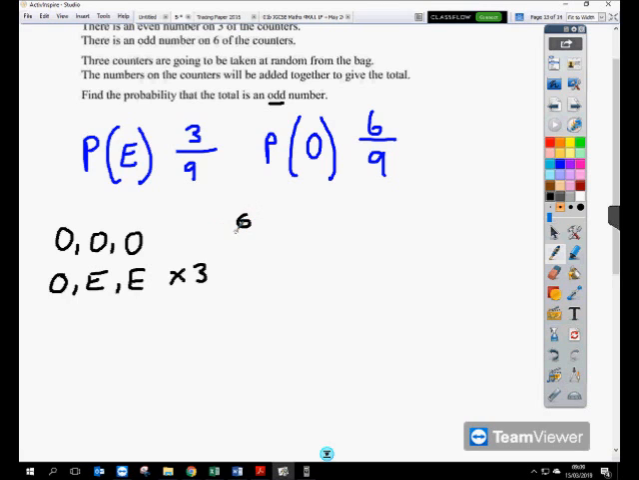For odd, odd, odd, it's the 6 out of 9 which are odd. Next time round there will only be 5 out of 8. The next time round there'll only be 4 out of 7. Now reset the situation.